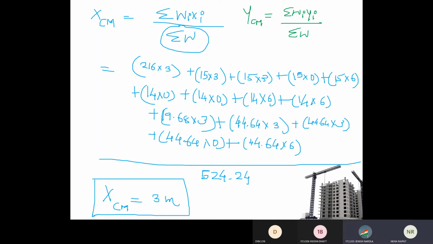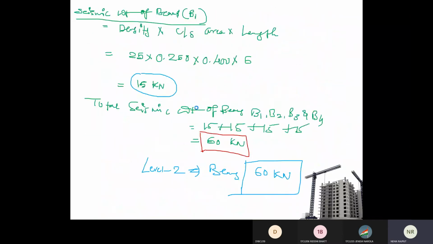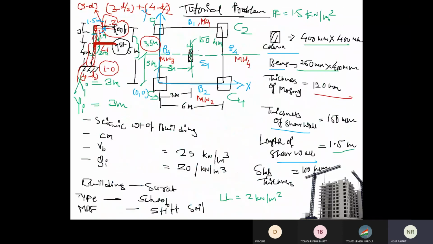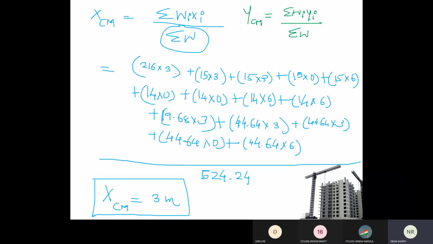Now coming to the y center of mass, summation Wi yi upon summation W. I am using another color to write. Chalo. Now first is the slab. The yi distance of the slab is 3 meter. Yes. So again I am writing here, this is also 3 meter. This indicates the y distance.